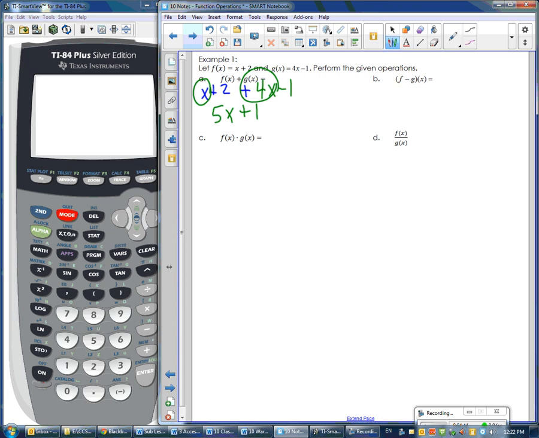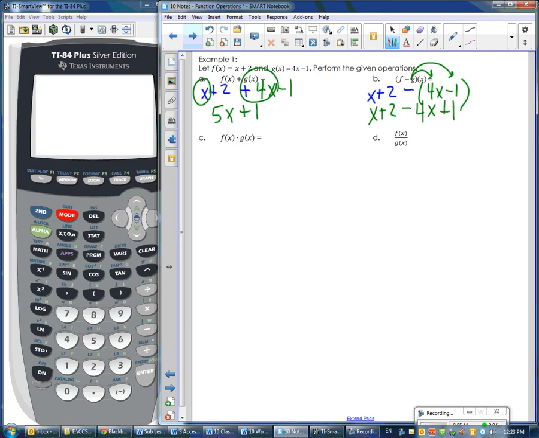So it starts off with my function f of x, which is x plus 2, and then I want to subtract the function g of x, but I have to put that in parentheses, so it's going to be 4x minus 1. And then you have to remember, if I'm subtracting a quantity, I'm subtracting everything inside that quantity. So the x plus 2 is going to stay the same, but this is going to become a minus 4x, and when I distribute the negative to the negative 1, it's like taking the opposite of negative 1, it's going to become a positive 1.